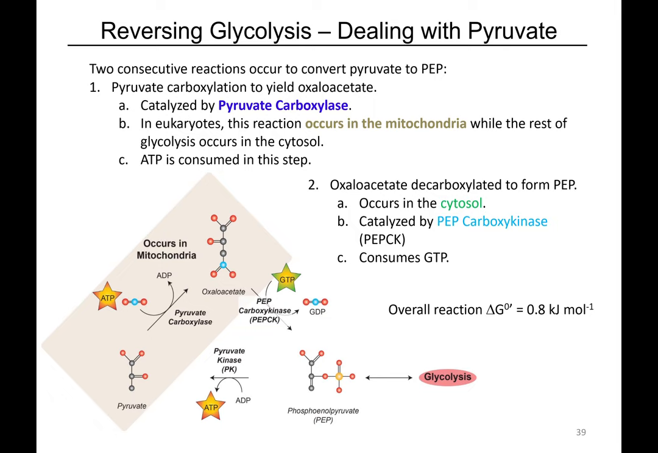So pyruvate carboxylase is an enzyme that consumes energy, uses carbon dioxide, and creates a 4-carbon chain from the 3-carbon pyruvate. We then have PEP carboxykinase, PEPCK, that will convert oxaloacetate back to PEP. So the idea here is we start with 3 carbons, we add on a 4th carbon. And then removing the carbon dioxide along with hydrolysis of GTP, this is enough driving force to convert the 4-carbon oxaloacetate to the 3-carbon PEP. Okay, 2 steps. Go from 3 carbons to 4 carbons by using energy. Go from 4 carbons to 3 carbons by using energy.